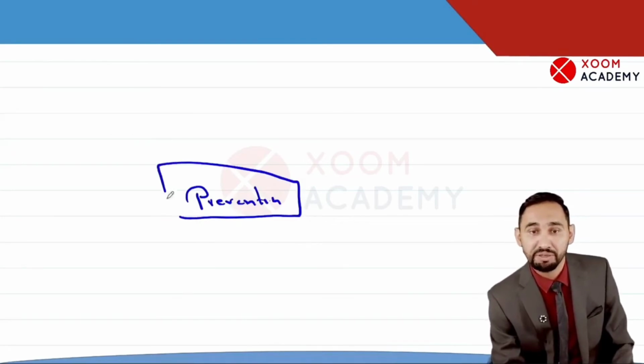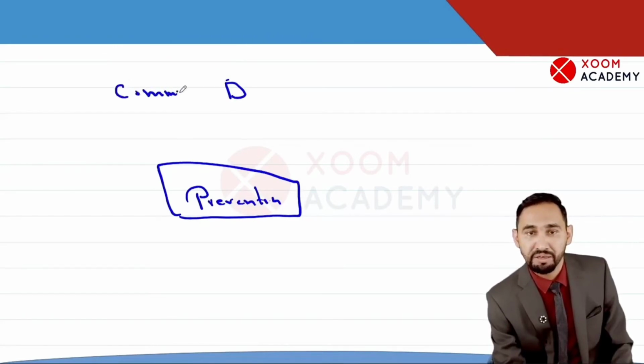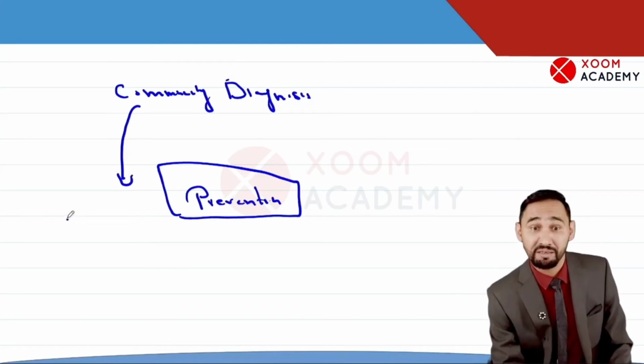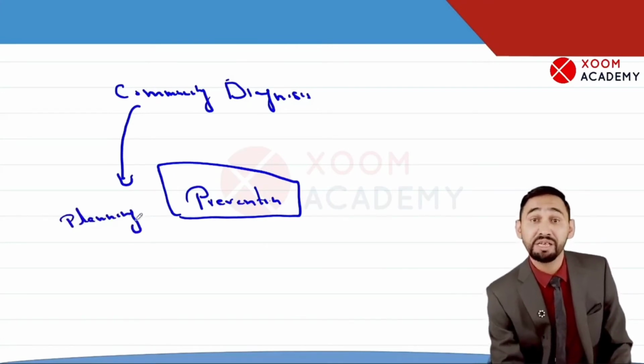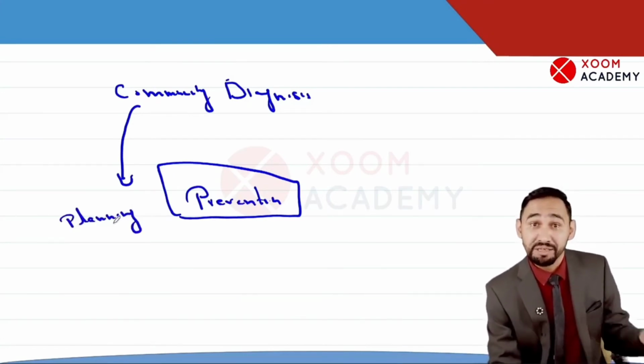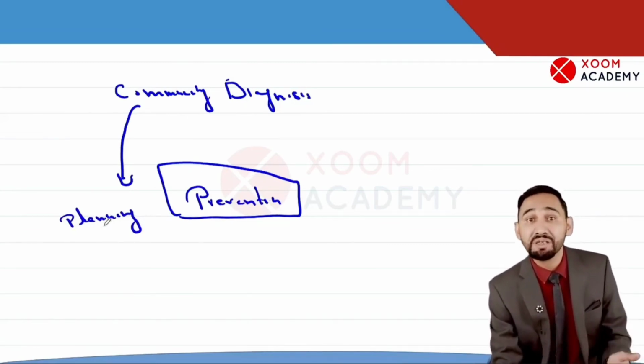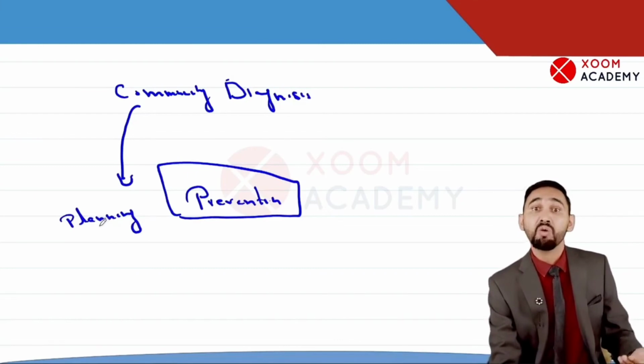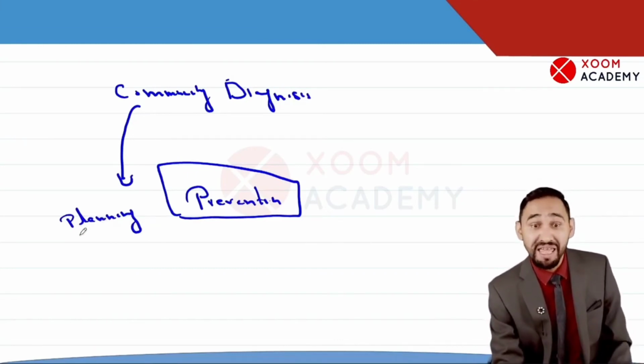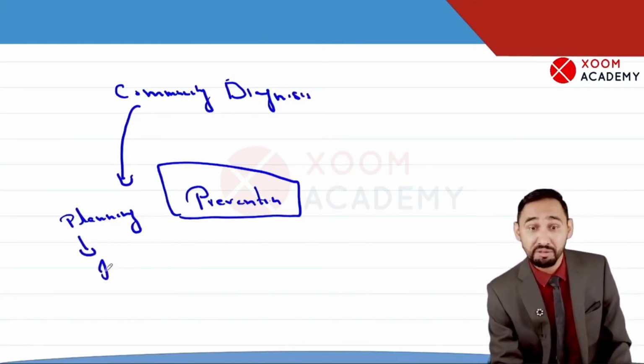We will achieve prevention. First we'll do community diagnosis. We will see the pattern of disease in the community. We'll establish a system. We'll plan. We'll plan according to needs, according to requirements of community. That's why it is essential to know the burden of disease in the community, to know the pattern of disease in community, to know who is at risk in the community. We'll plan. We'll do implementation.